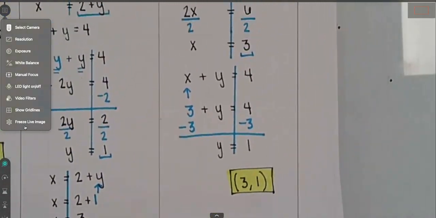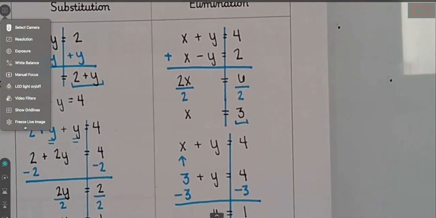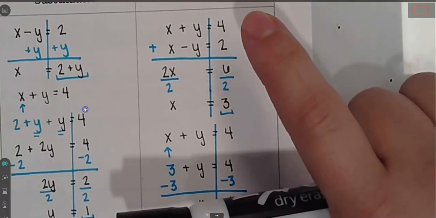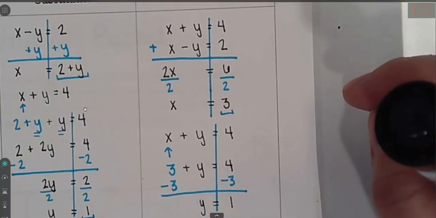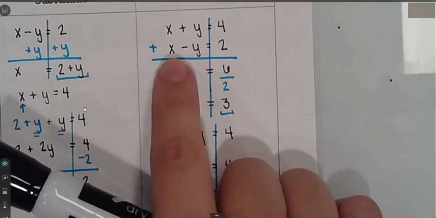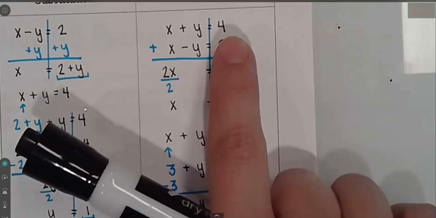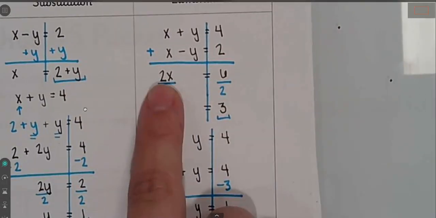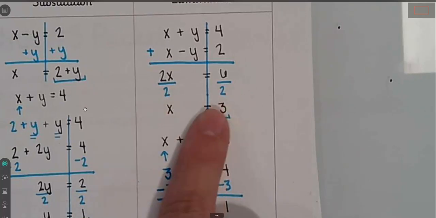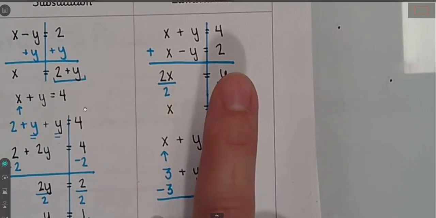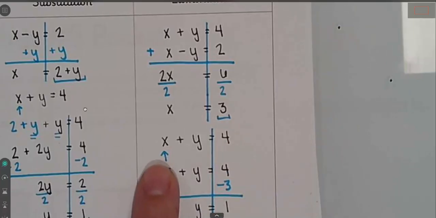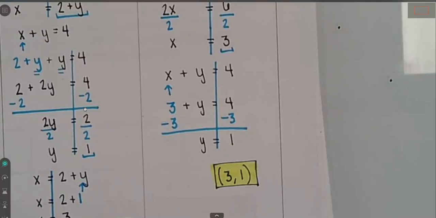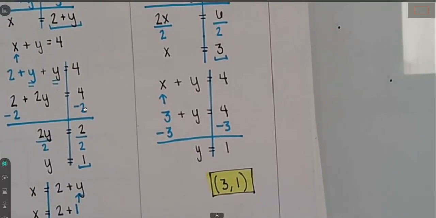All right, elimination. Elimination, once again, is my preferred method because it is the fastest. Here, my coefficients are the same. You could add or subtract. I chose to add. X plus x is 2x. Y plus negative y is 0. 4 plus 2 is 6. 2x equals 6. Divide both sides by 2. X equals 3. Now that I know that x is 3, I can plug it into one of the other equations. Solve for y. I get y equals 1. So my first answer is 3, 1.